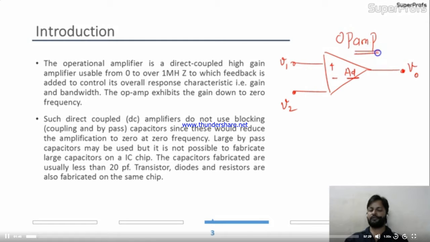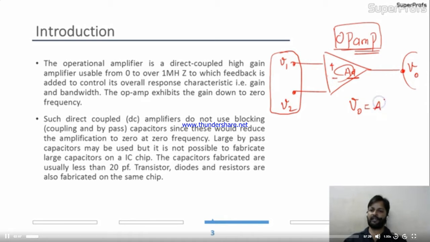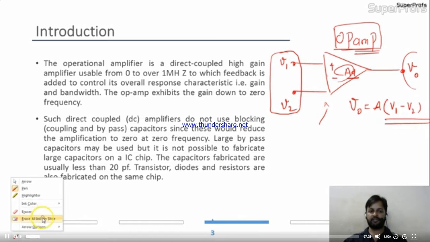What does Opamp do? Opamp takes the difference of the input stages, because inside of this we have differential amplifiers. So Opamp is based on differential amplifiers only. So the inputs V1 and V2 will come with their difference at the output. So V0 will be A, the gain, multiplied with V1 minus V2, the input difference. Okay, so later we'll discuss this symbol.